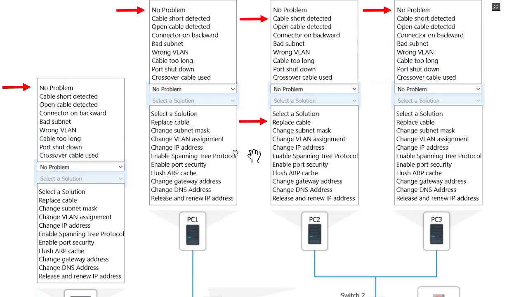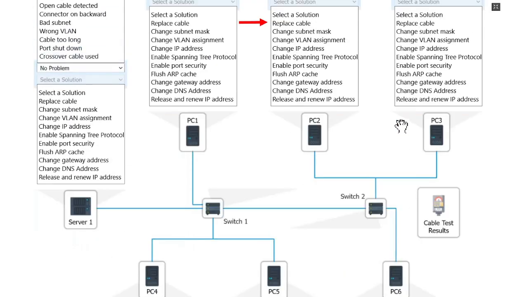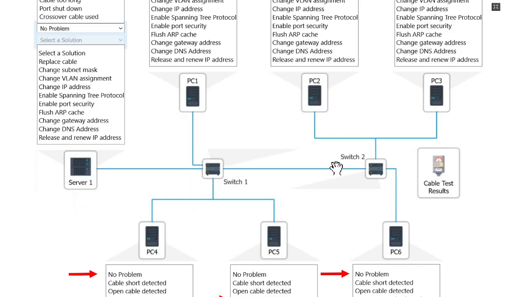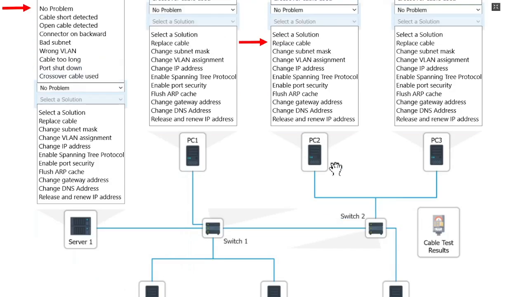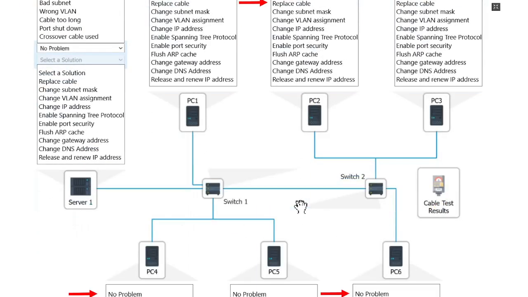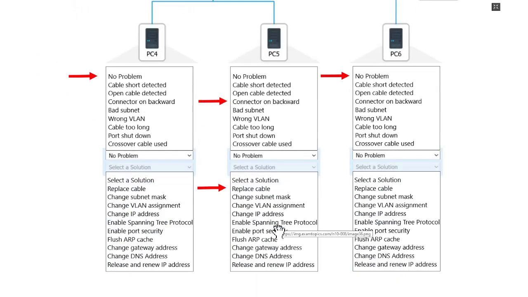So when you get down here, no problem. This is going to be fairly simple. No problem, no problem. Cable short detected, replace cable, no problem. And it's almost directly beneath it. PC5, connector on backwards, replace cable. Everything else is no problem. As long as you can remember PC2 and PC5 are the ones that have problems, basically cable short detected, replace cable, connector on backwards, replace cable. Hopefully that will help you.